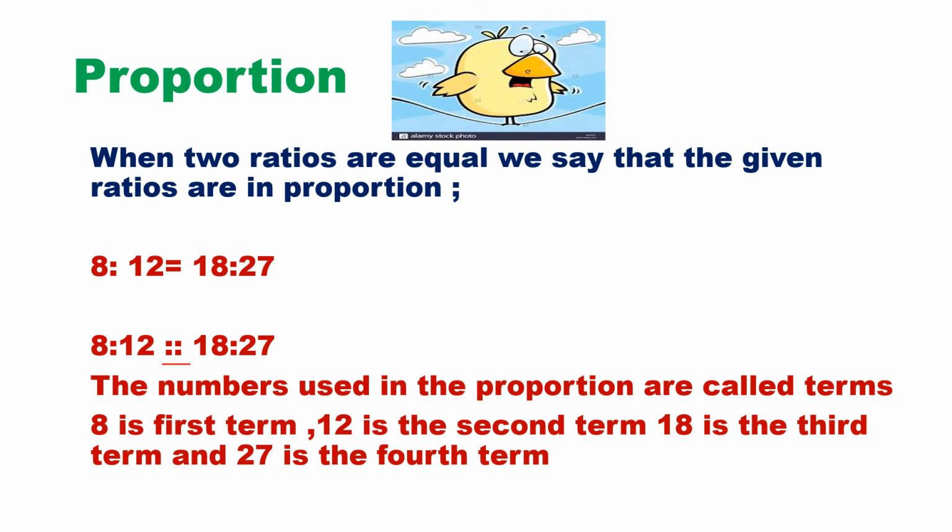When we use the numbers in proportion, we call them terms. So here 8, 12, 18 and 27 are called terms. 8 is called the first term, 12 is called the second term, 18 is called the third term and 27 is called the fourth term. So this is how we denote the numbers in a proportion. Okay, so it is very simple.